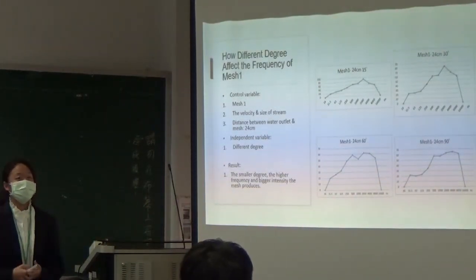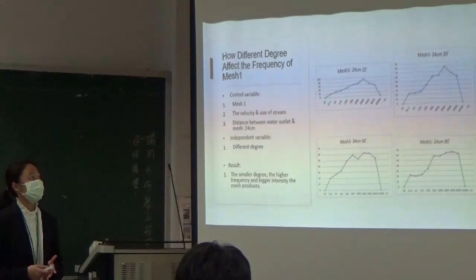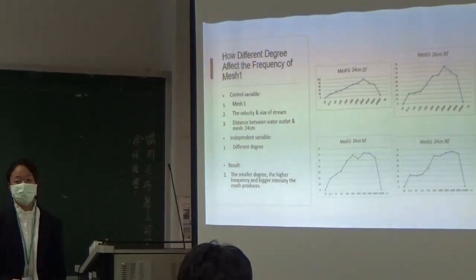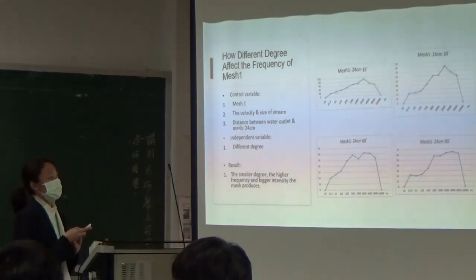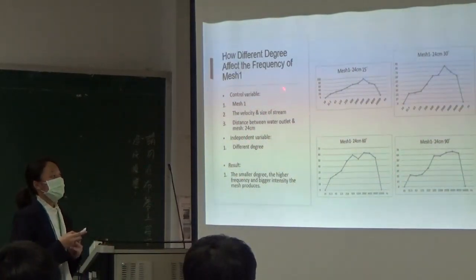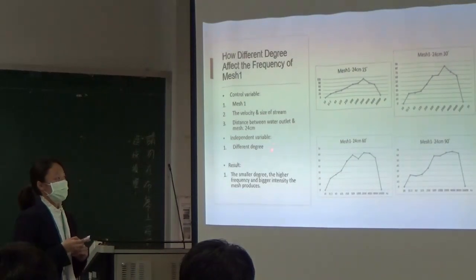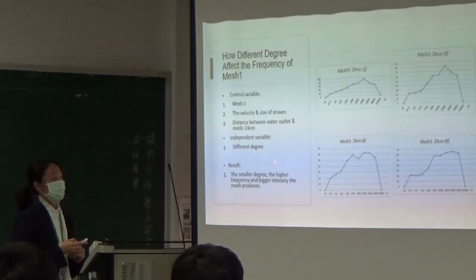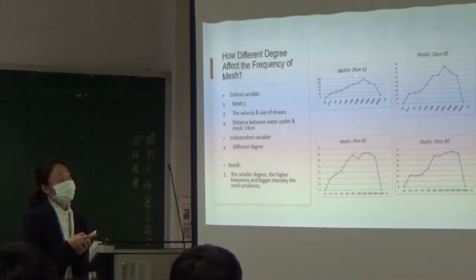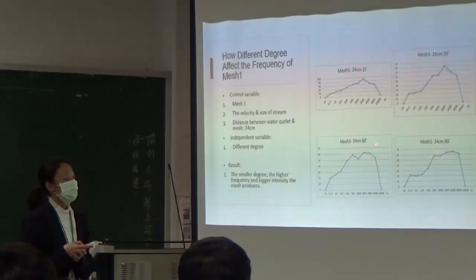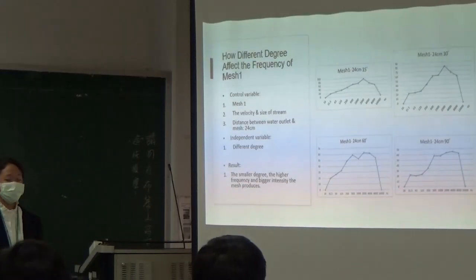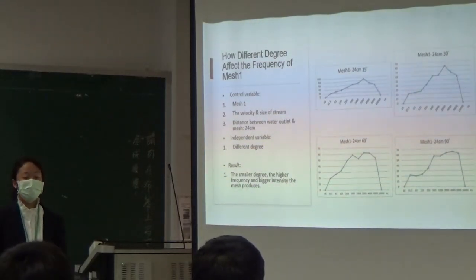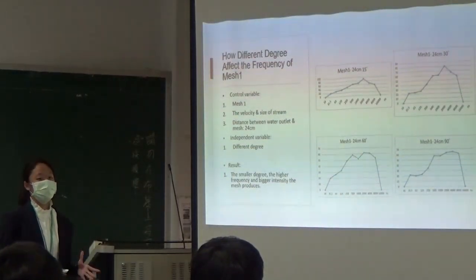The next thing I want to discuss is how different angles affect the frequency of mesh 1, which is the same as the previous page, but we changed the distance between the water outlet and mesh. And our independent variable is still different angles. As you can see in the peak, we also find the result that the smaller the angle, the higher the frequency and bigger the intensity the mesh produces, which recapitulates the result from the previous page.